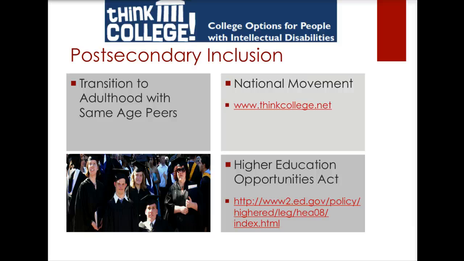But really what we're talking about is having equal access to post-secondary education for students with intellectual disabilities. And we want that equal access because we have found that inclusive opportunities truly do help people to gain independence. The Higher Education Opportunity Act is one law that helps to support this national movement, and it really does provide access for students with intellectual disabilities who are enrolled in specific programs to help them transition to adult life.